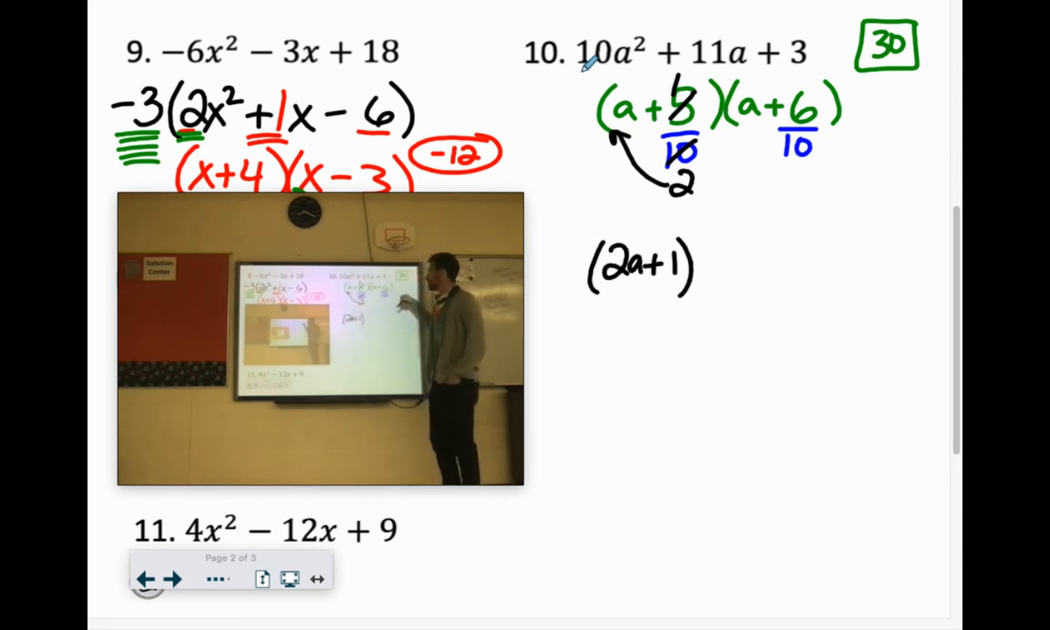Okay. 6 and 10 are both divisible by 2. This becomes 3/5. The 5 comes to the front, 5a plus 3.